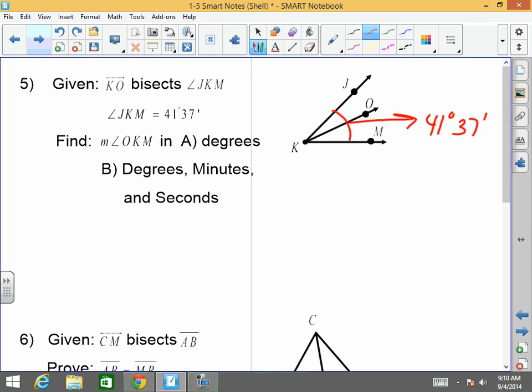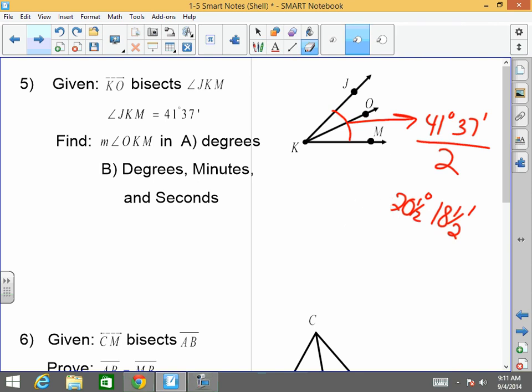If I know that KO bisects JKM, what do I know about these angles? They were divided into two equal parts. So when I divide that by 2, what am I going to get, gentlemen? Don't stress about this, guys. What's 37 divided by 2? 18 and a half minutes. What's 41 divided by 2? 20 and a half degrees. That's actually not part A. That is what the whole angle is.